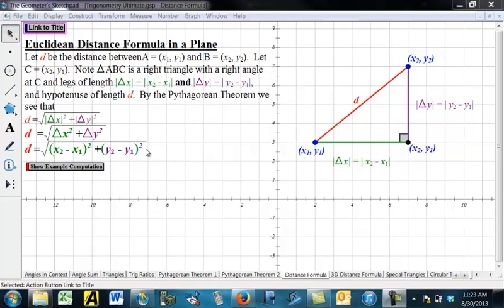This is Jack Jackson. We're going to now see an application of the Pythagorean Theorem, and that is computing the distance between points in a plane. So we're going to come up with the distance formula.